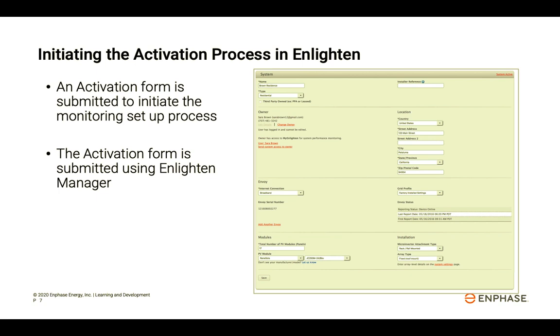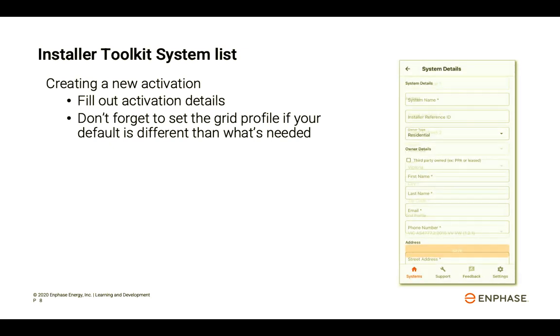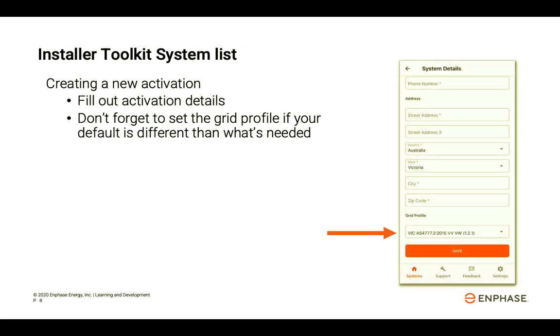Accuracy counts, so always double check the customer's phone number and email address. If the email address is incorrect, the customer will not be able to access their welcome email when the system is active. If an activation was not created prior to arriving at your installation site, you can create one using the Installer Toolkit app. Fill out the details for the system. Fields with an asterisk are required fields, and remember, it is important to be accurate when entering the data. At the bottom of the activation screen, make sure that the grid profile is set as required for your area.